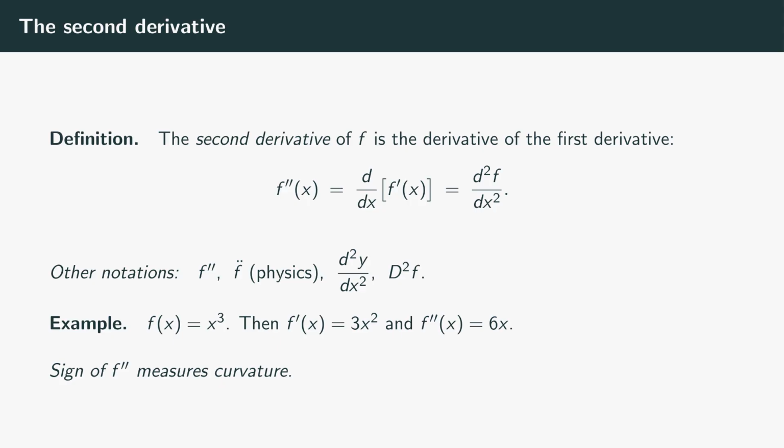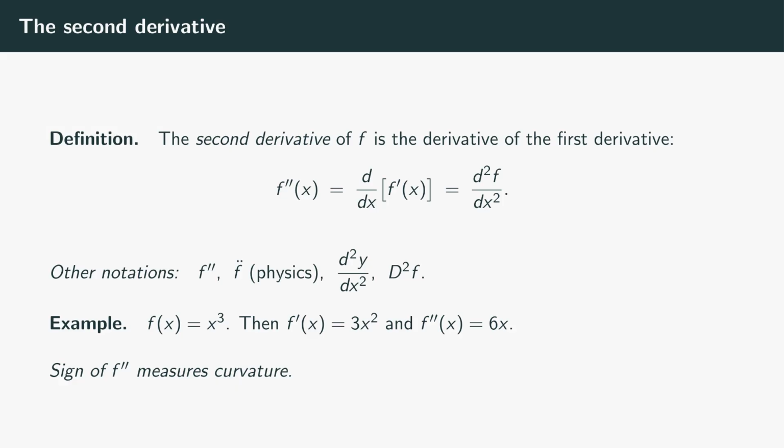Definition. The second derivative of f is just the derivative of the first derivative. Differentiate f to get f prime, differentiate f prime to get f double prime. The notation: f double prime of x, or in Leibniz notation, the second derivative of f with respect to x. In physics, you'll often see 2 dots above the variable. Same object. Quick example, f of x equals x cubed. f prime of x is 3x squared. f double prime of x is 6x.